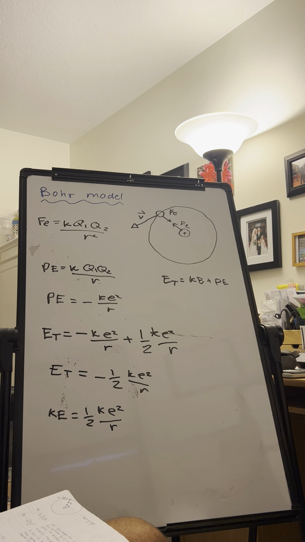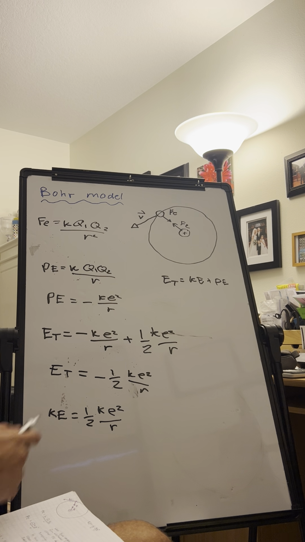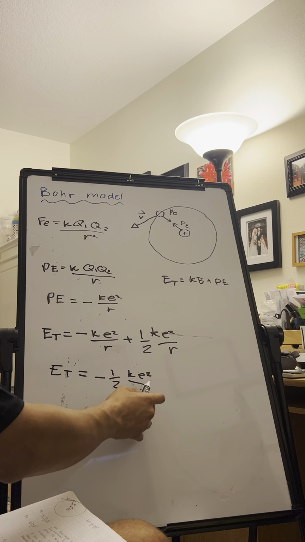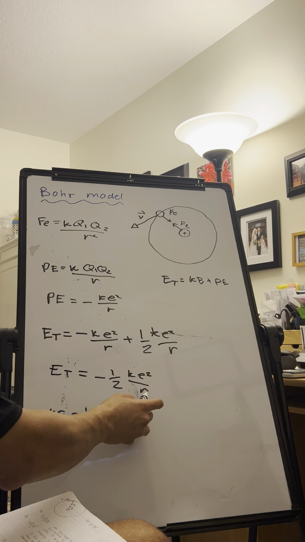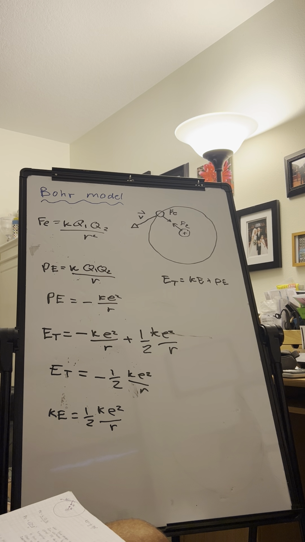Now, this is an equation that we can use to find the total energy. We know Coulomb's constant, we know the charge of protons and electrons, and we know the radius of this electron depending on its state.